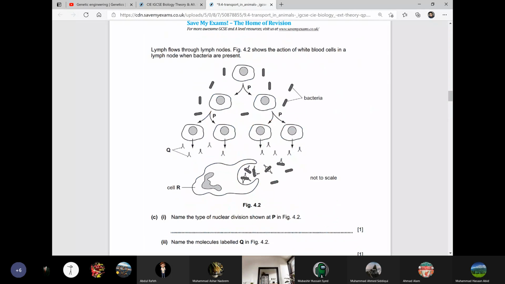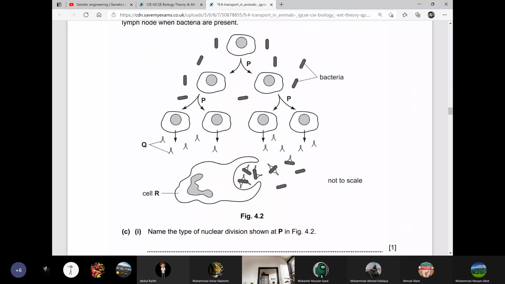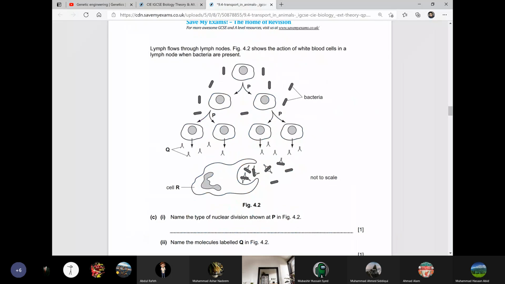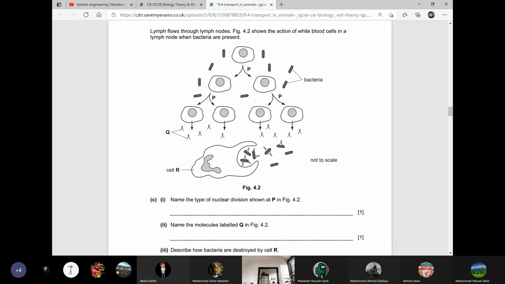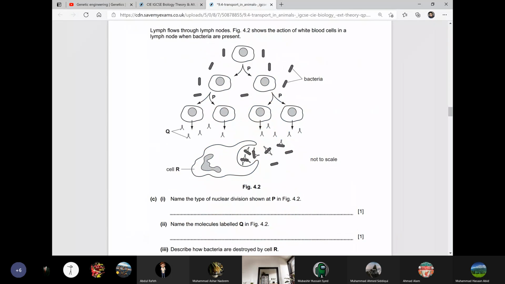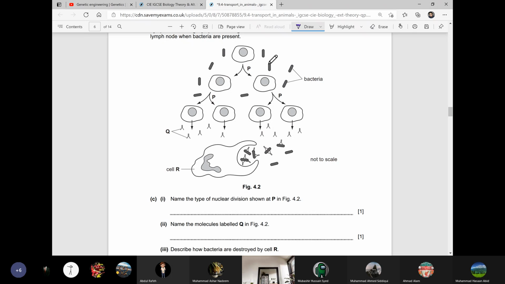Next question. Lymph flows through lymph nodes. Figure 4.2 shows the action of white blood cells in a lymph node when bacteria are present. Now, boys, these are bacteria. You guys can see that these are bacteria. These are the antibodies produced, and you see this engulfing is taking place.